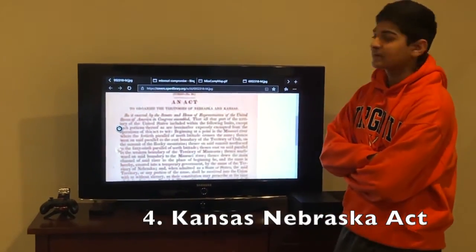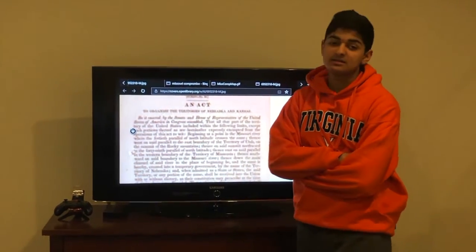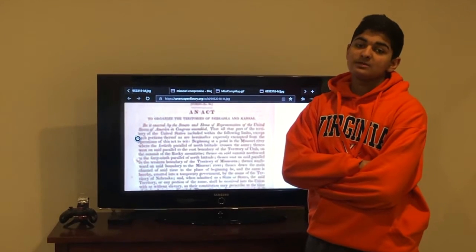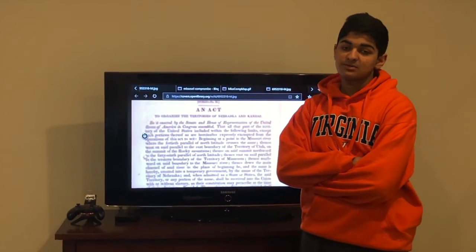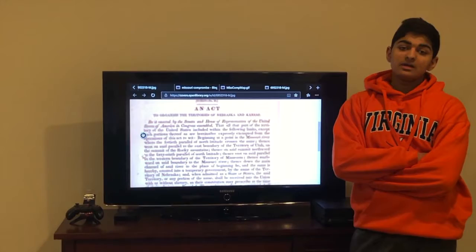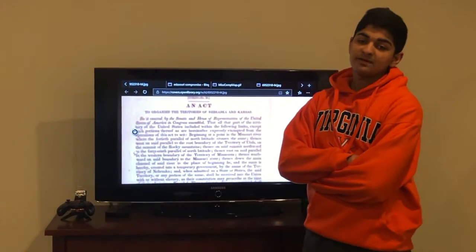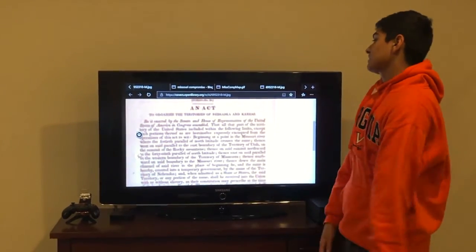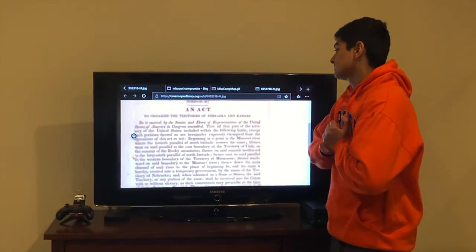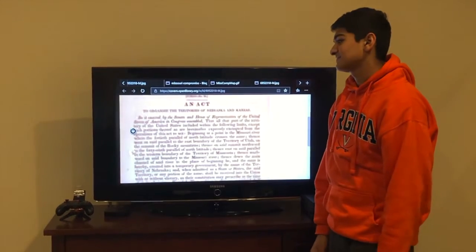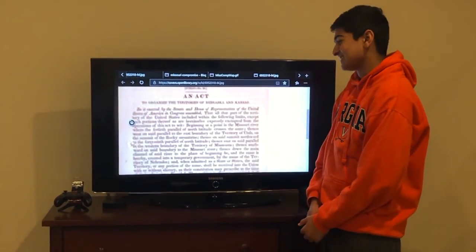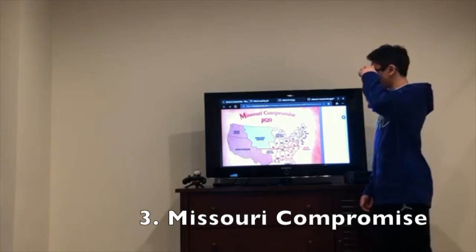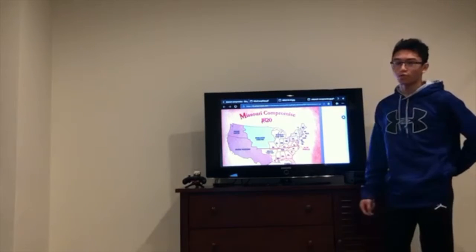At number 4, we have the Kansas-Nebraska Act. They let the people decide to have slavery within the state. And this was chosen because it created the territories of Kansas and Nebraska. It opened new lands for settlement and had the effect of repealing the Missouri Compromise of 1820. And right here, you can't really see it that well, but we have the act right here. And it's a primary document. And that's about it.